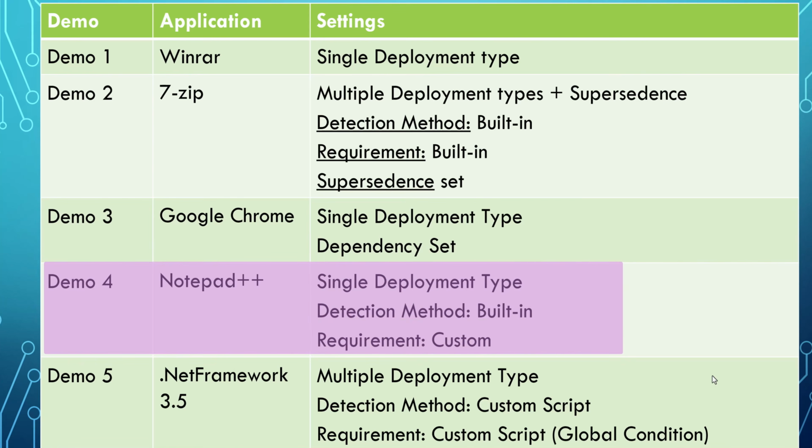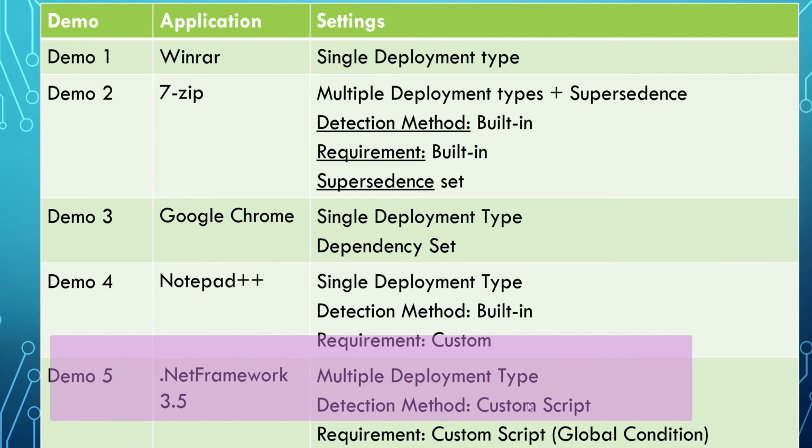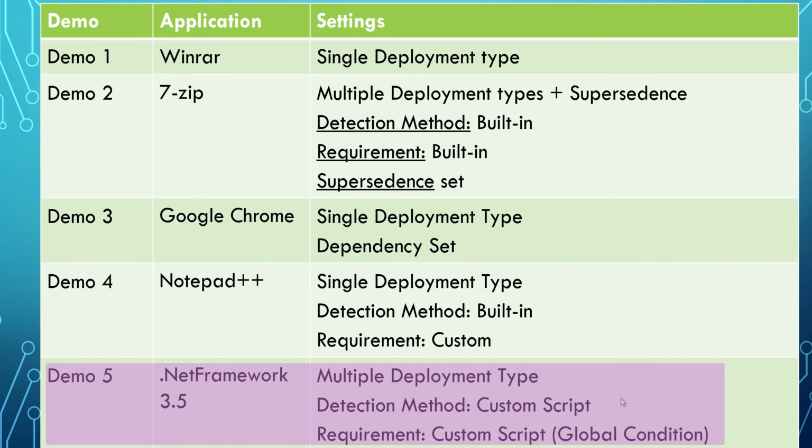Demo 4 and 5 are going to be a bit complex. In demo 4 I'm going to show you a requirement. I told you the requirement can be an inbuilt requirement or it can be custom, in the form of a script. So I'm going to show you a simple basic script where you can create your own custom requirement and how it works. Finally, demo 5 is multiple deployment types with the detection method as a custom script and the requirement also as a custom script. When I'm talking about the requirement as a custom script, I'm talking about the global condition. So we are going to have a look at the global condition as well. Don't worry, I'm going to cover everything in detail so that you have a good idea.